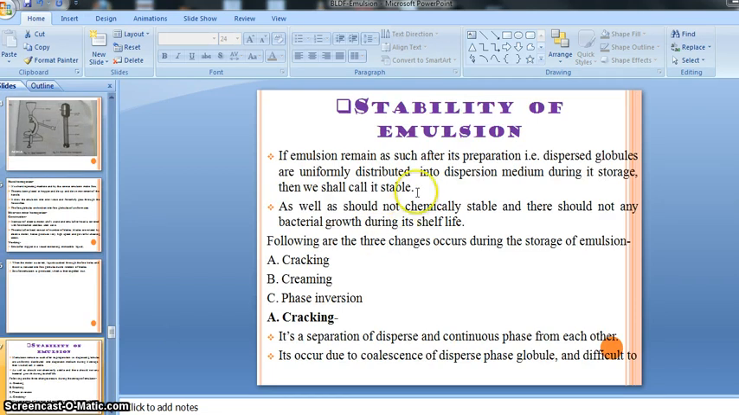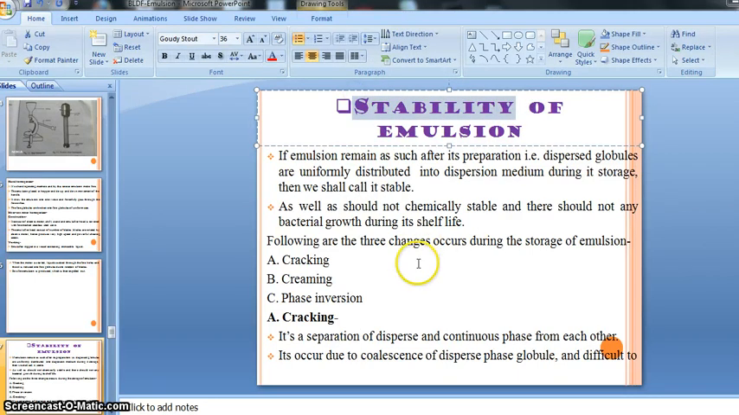So let's begin. You know that this is stability. I think you already know about stability, because we discussed it in our emulsion chapter also, right? Stability means, right?